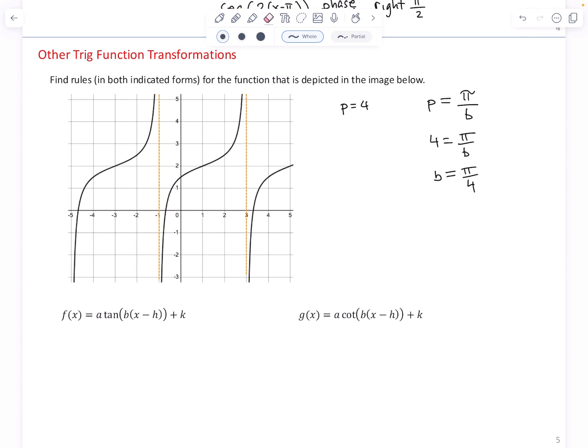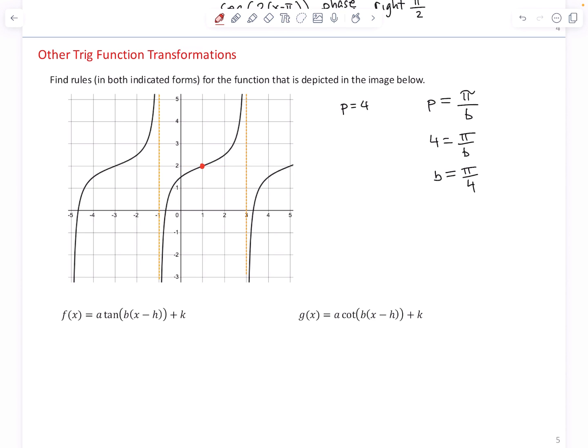The next thing I want to do is find the inflection point. The inflection point of this middle cycle must be this location right here, because it is 2 units away from the asymptote on one side and 2 units away from the asymptote on the other side. So it is halfway between the asymptotes, and the inflection points will always be found there.